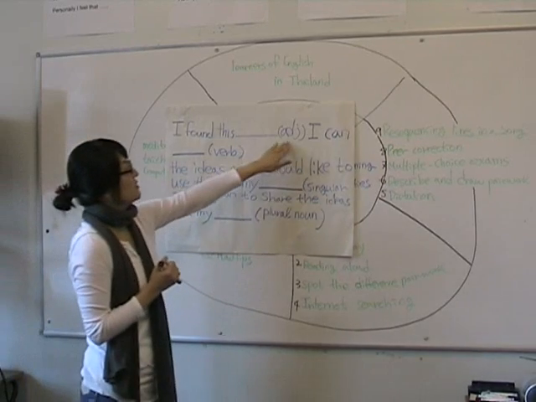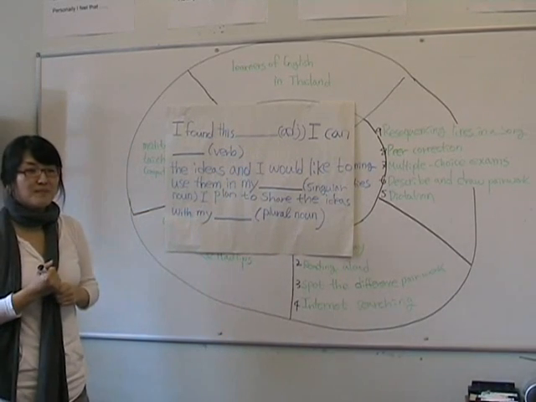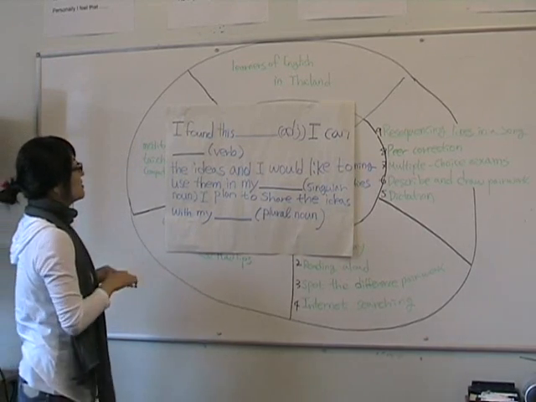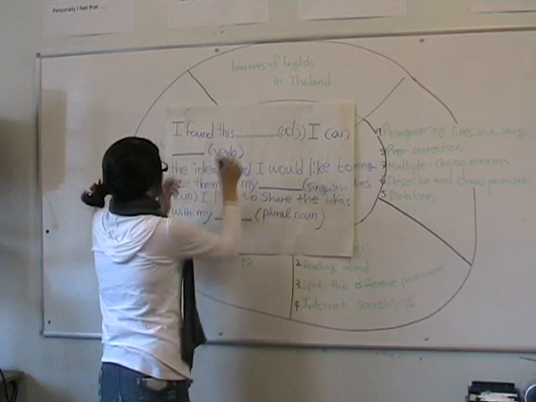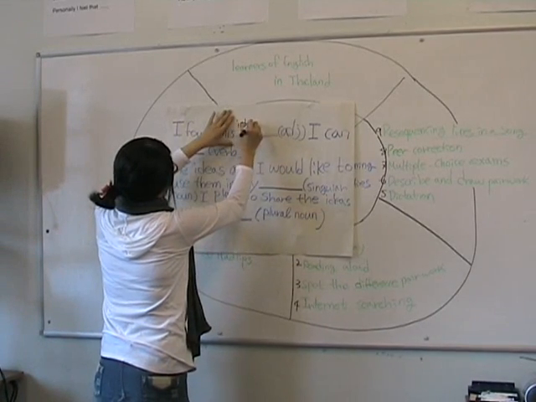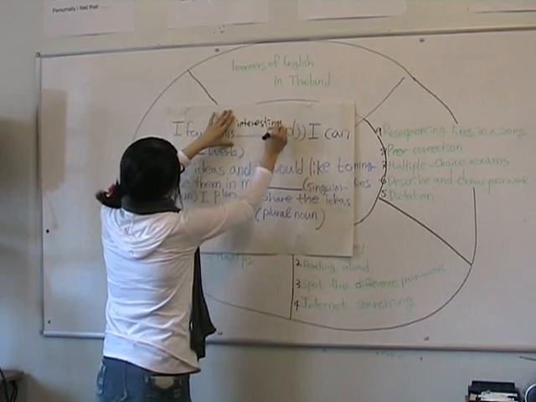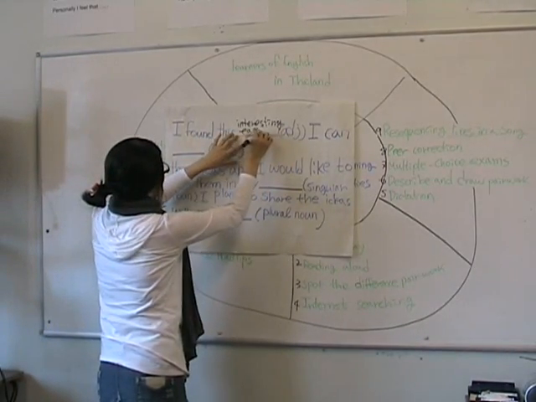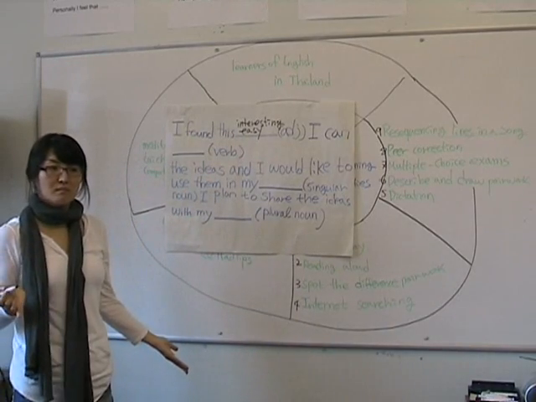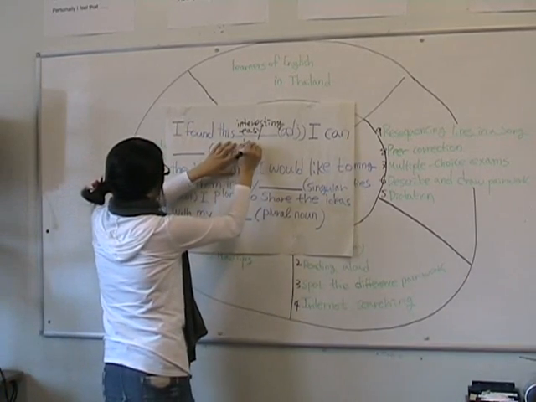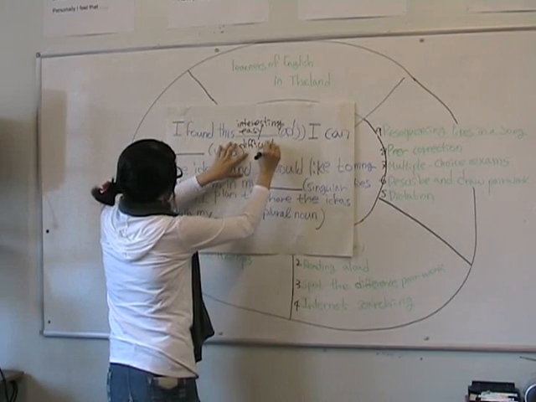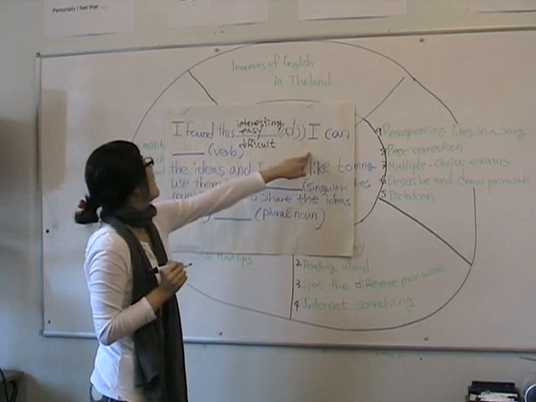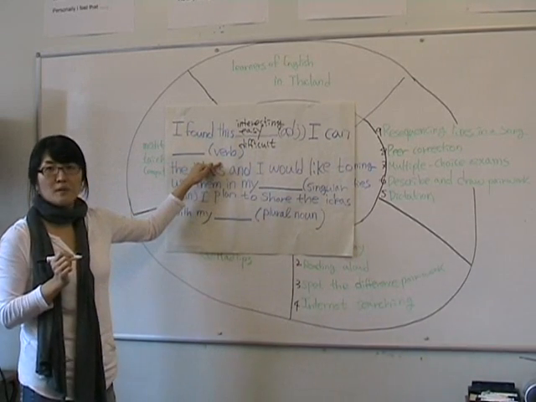The first one should be an adjective. Interesting. Yeah, it could be interesting. Any other ideas? Easy. Or difficult. Difficult, yes, of course. Right, okay. Then I found this interesting. We need a verb in this blank.